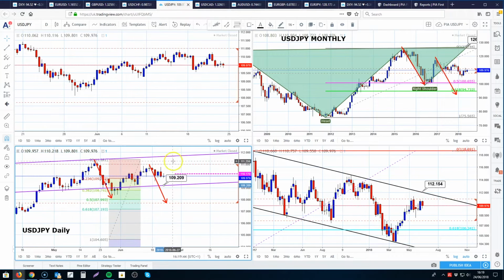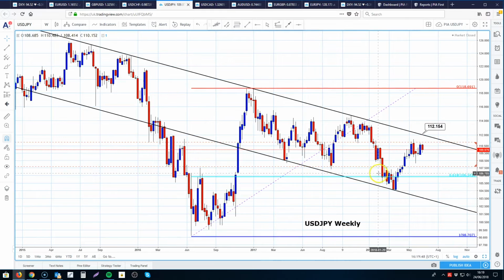Dollar yen, weekly chart in a bearish channel formation. We've had sort of a prolonged period of consolidation, if you like. It's 4 or 5 weeks where we've really seen little net movement. Channel resistance is at 112.15.